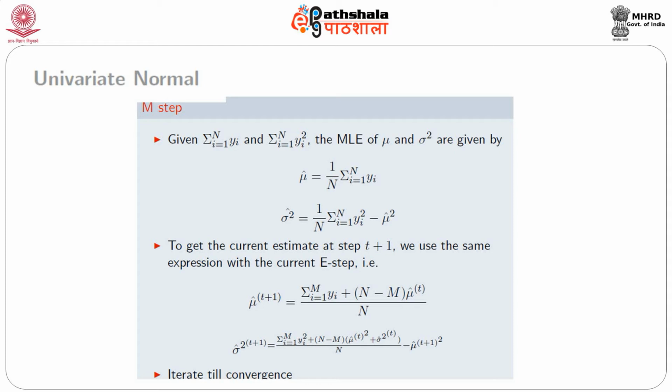Now, this is a simple example and we can calculate a closed form solution. At convergence, mu hat t would be equal to mu hat t plus 1, and sigma hat square t is equal to sigma hat square t plus 1. The mu hat estimate would come out to be 1 by n summation i equal to 1 to m yi, and sigma hat square is 1 by m summation i equal to 1 to m yi square minus mu hat square. So, this is the usual maximum likelihood estimate of mu and sigma square from y observed.